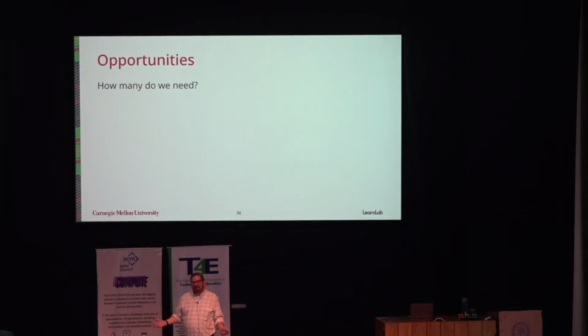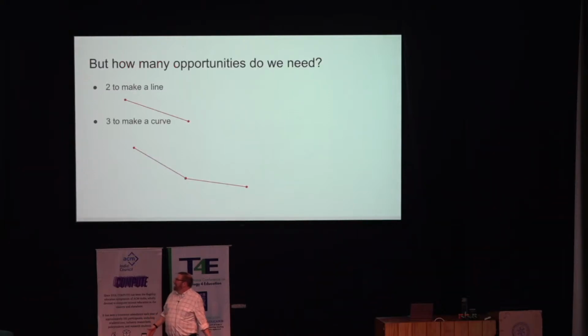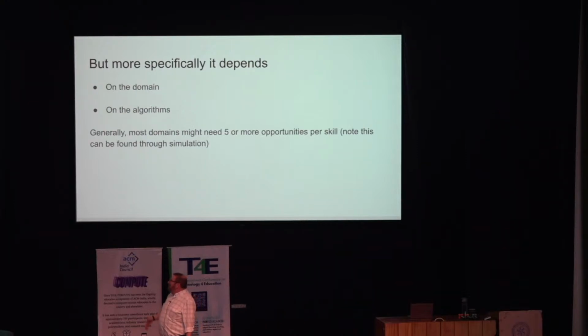How many do we need? This is a question I get a lot when educators are building out new content and want to follow these methods. I always say I need 2 to make a line and 3 to make a curve. At the very least, if I have 2 opportunities, we can see a directional thing. But really, to get a learning curve, I'm going to need at least 3. And again, it's a little more nuanced as usual. It really depends on the domain and on the algorithms that we're going to use to do this fitting.